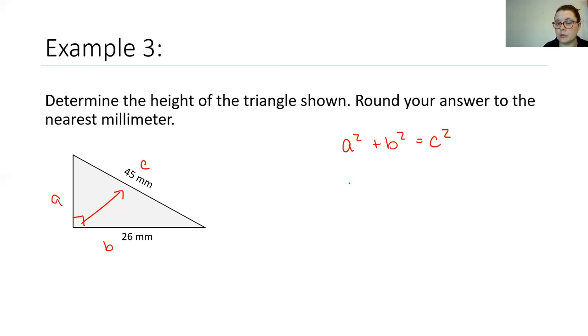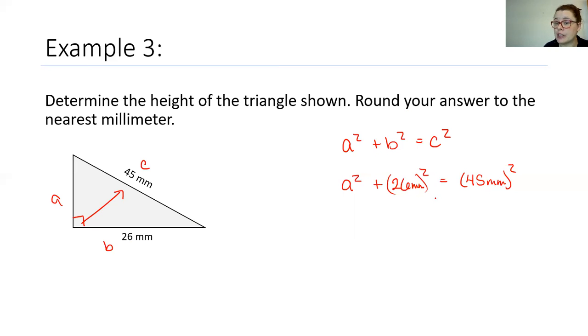So let's put our information in. So A squared, I don't know, plus 26 millimeters squared. And it's this whole thing squared, which is why sometimes leaving out the unit can be helpful. And then equals 45 millimeters squared. All right, I'll put brackets around them just so hopefully it doesn't look funny that way.